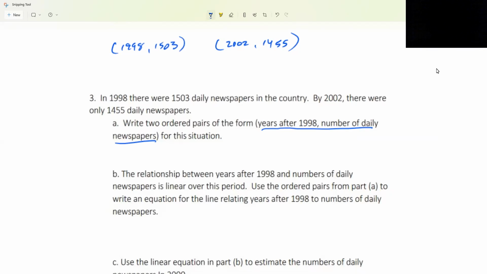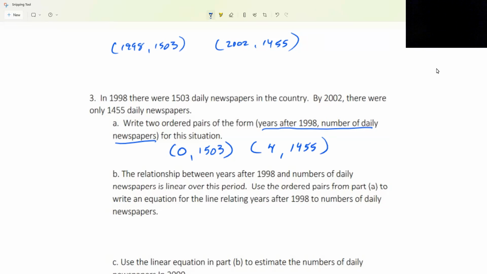Now the part you got to watch for is this part right here. It says write two ordered pairs of the form years after 1998, number of daily newspapers. What this really means is they're starting from 1998, and we're going to call that year 0. So it's going to be 0 and 1503. 2002 is 4 years down the line, so it's going to be 4 and 1455. That's the only thing you have to worry about, that you got to make sure you catch.